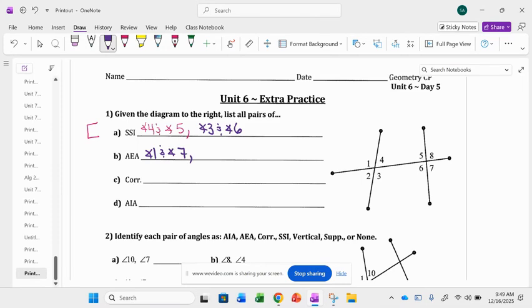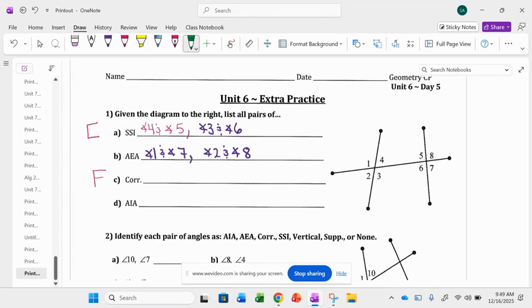Can somebody give me another pair? Noah. 2 and 8. That was it. No other pairs. How many people got both of those correct? Perfect. All right. Corresponding angles, we said look for the F.